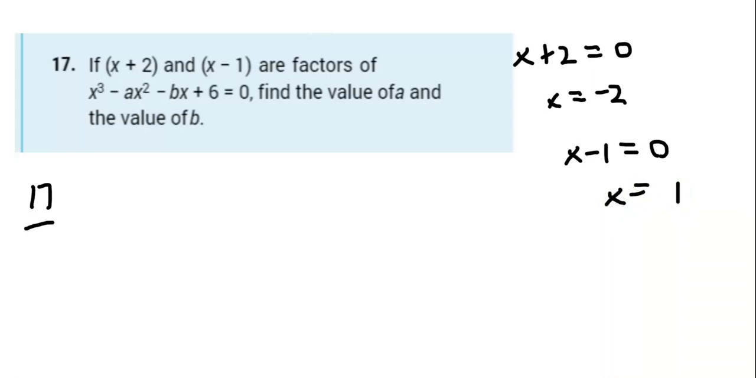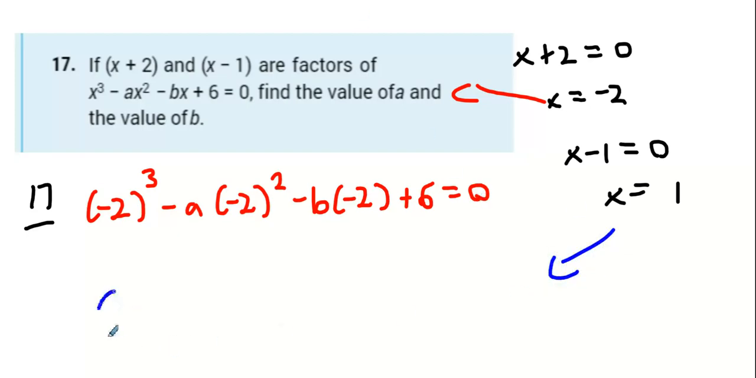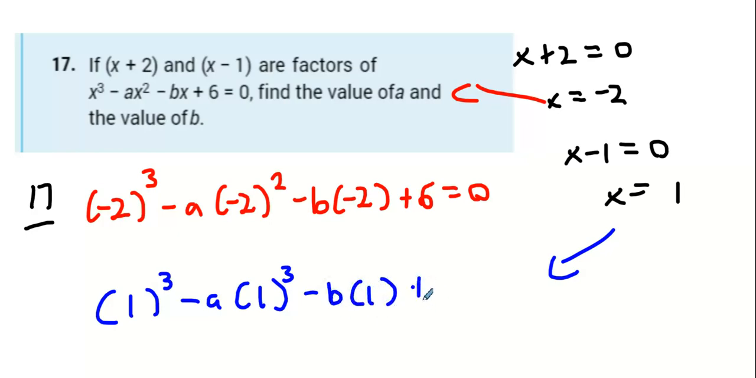Here's what I'd like you to do. Anywhere you see an x, replace it with a minus 2. Okay? So do that. And then for the second one, anywhere you see an x, what are you replacing it with? 1. Because the roots balance the equations. The roots cause it to be equal to 0. Okay, guys. Off you go.